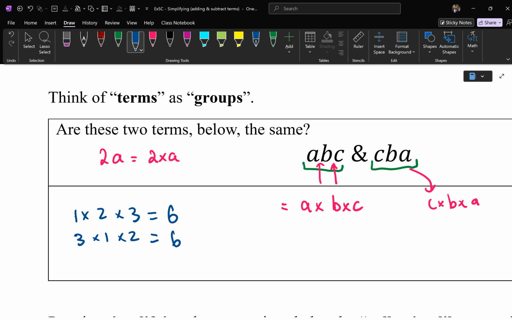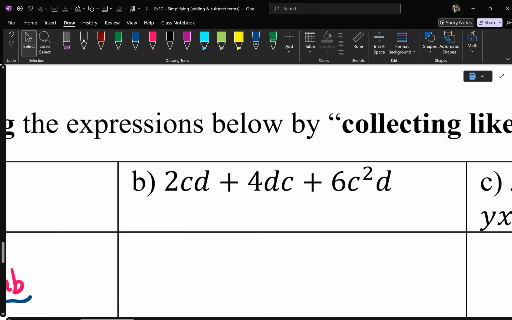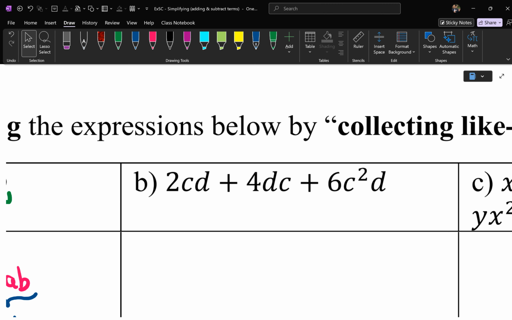So why do you need to know that? Because your textbooks love to switch the letters up to trick you. So here's an example of it. Let's have a look at this one. How many terms are there in this expression? So this is an expression. How many terms can you see? Very good.